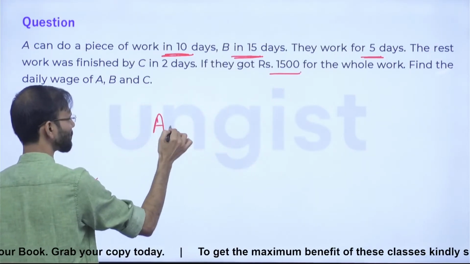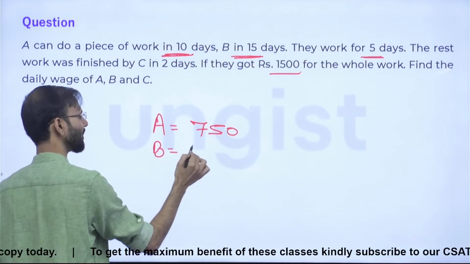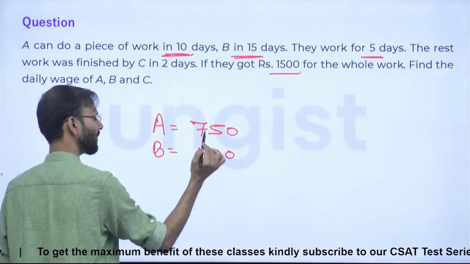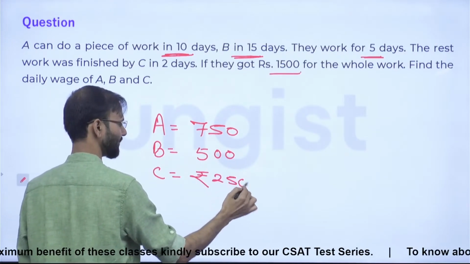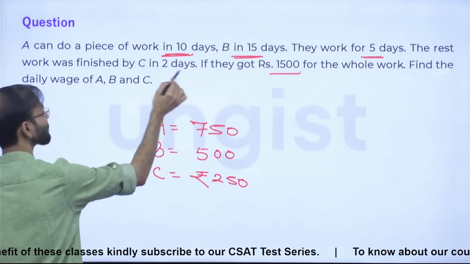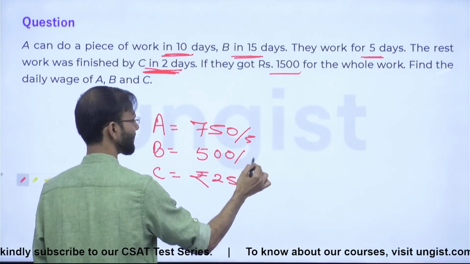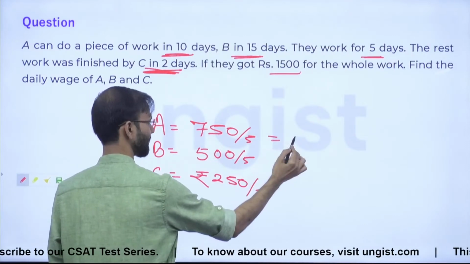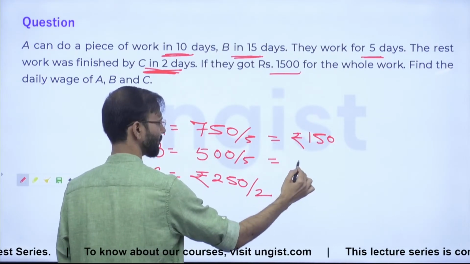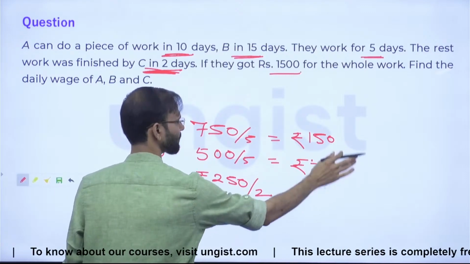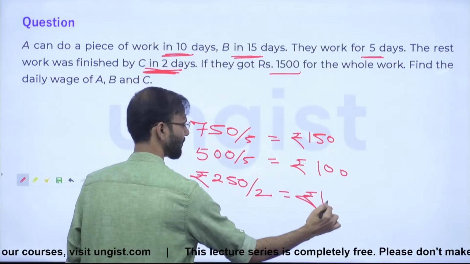So 50% should be given to A, that is 750 rupees, and 1/3 should be given to B, that is 500 rupees, and rest is given to C, that is 250 rupees, right? And C has finished the rest work in next 2 days. So guys, A is working for 5 days, B is working for 5 days, C is working for 2 days only, right? So rupees 150 is the daily wage for A, rupees 100 is the daily wage for B, and this is 125, right? Everybody clear?